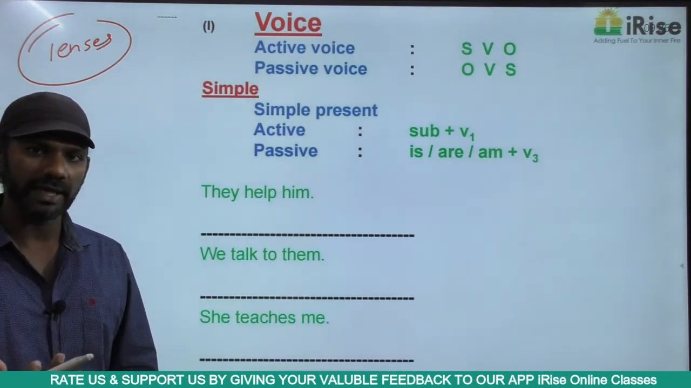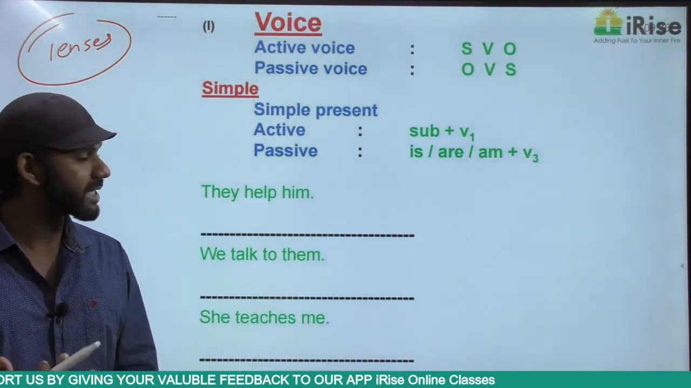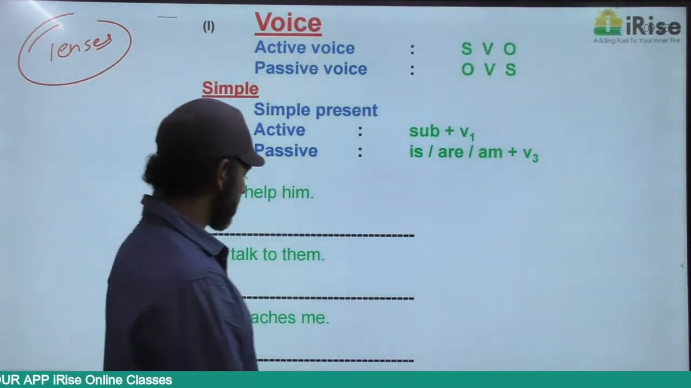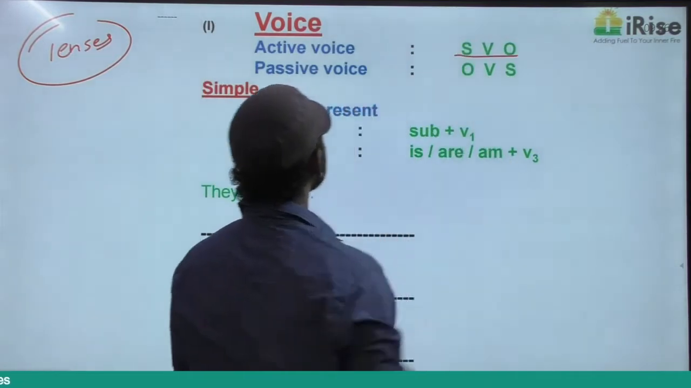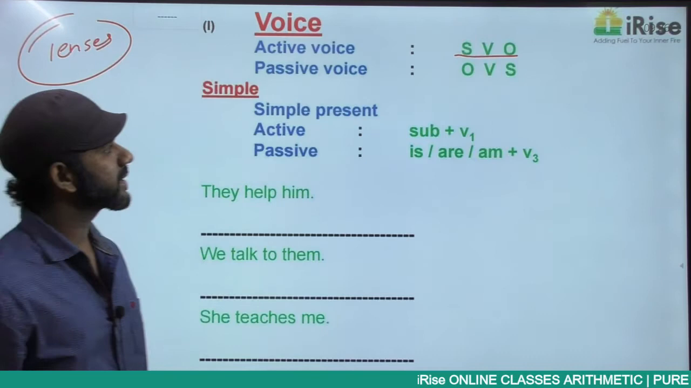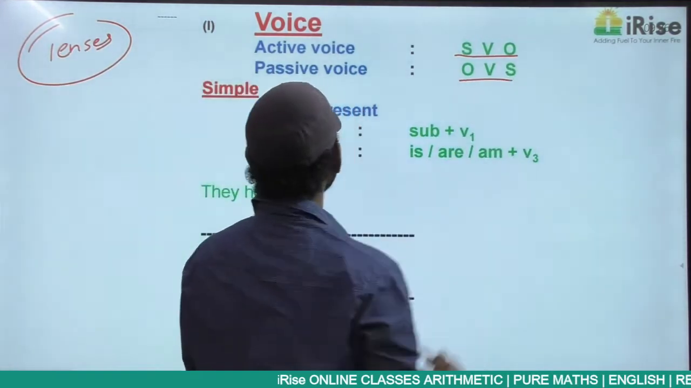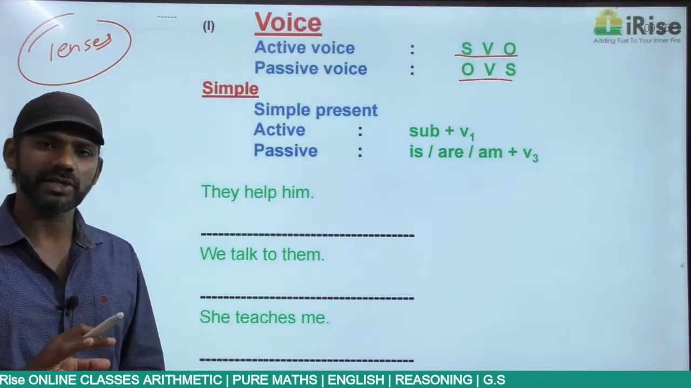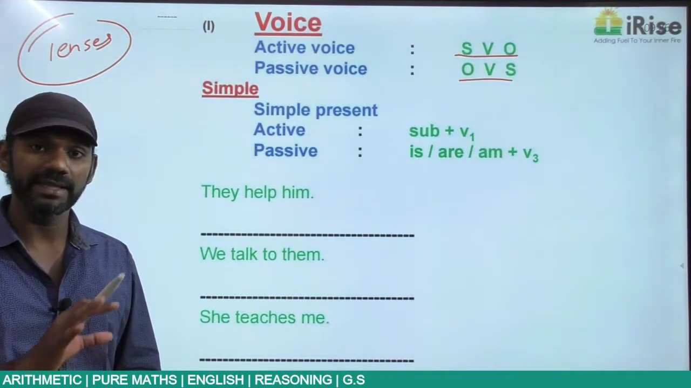Now, as you know, the order of a sentence in active voice is subject, verb, object. Subject means a doer of an action. Object means a receiver of an action. If a sentence is in the order subject, verb, object, that sentence is in the active voice. If a sentence is in the order object, verb, subject, that sentence is in the passive voice. Clear?